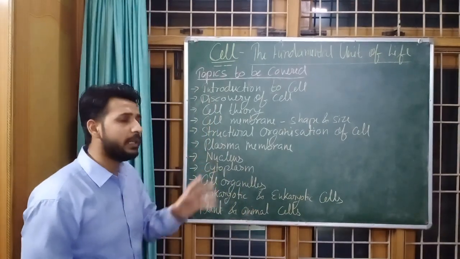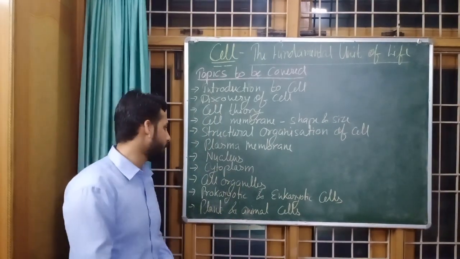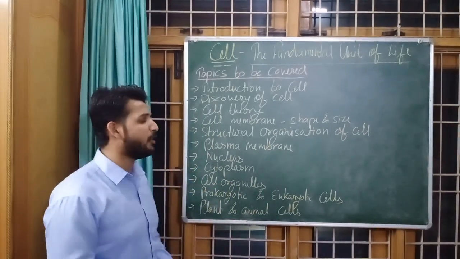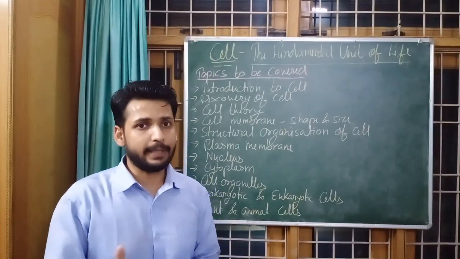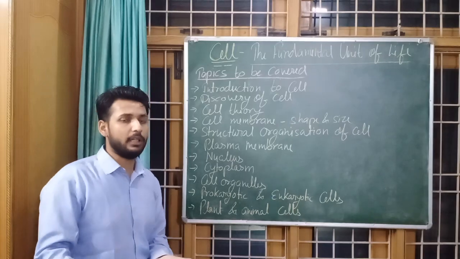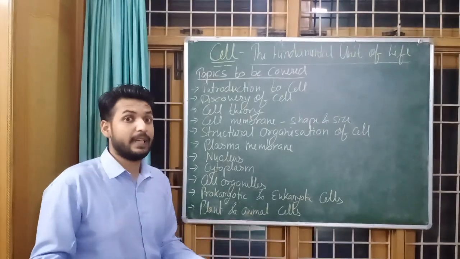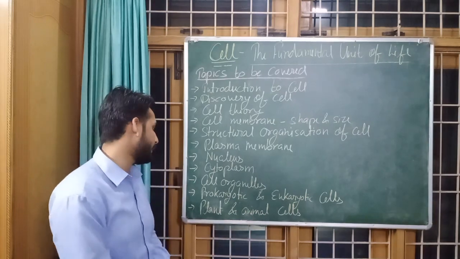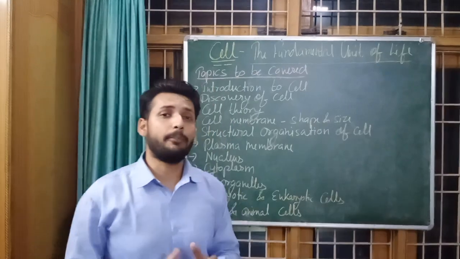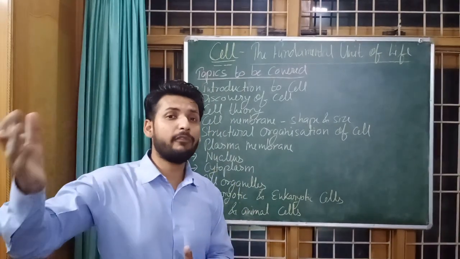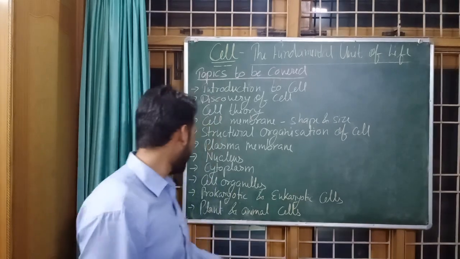Next is nucleus. The nucleus is the control center of the cell, which controls all the activities of the cell. Next is cytoplasm. Cytoplasm, you can say, is the fluid which is present inside the cell, in which various kinds of organelles are present. Next we will study the cell organelles. What are the various kinds of organelles which are present inside the cytoplasm? Next is prokaryotic and eukaryotic cells. Prokaryotic cells are the primitive kind of cells, and eukaryotic cells are the evolved cells.